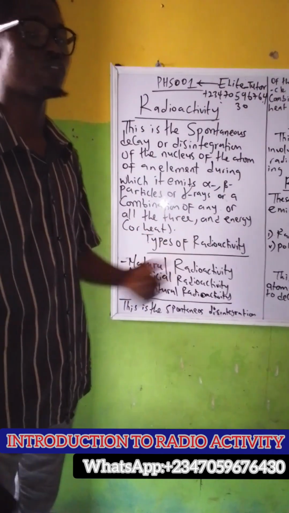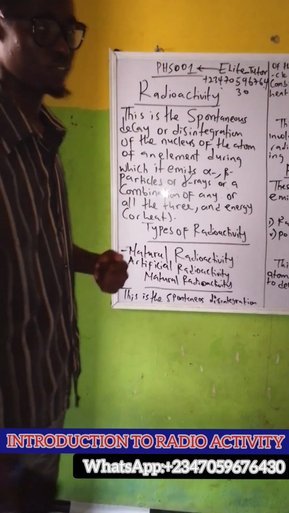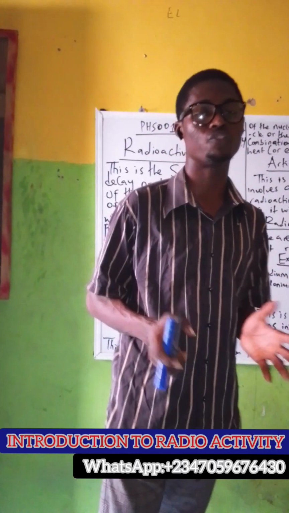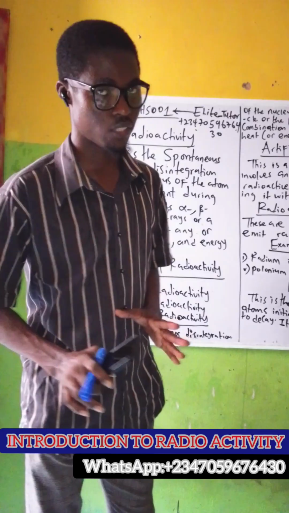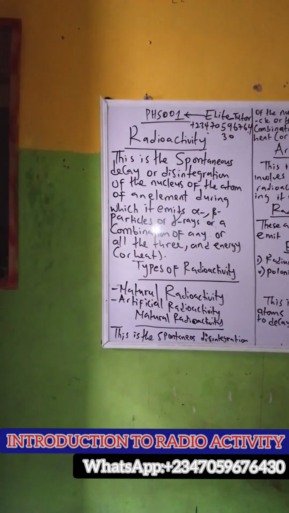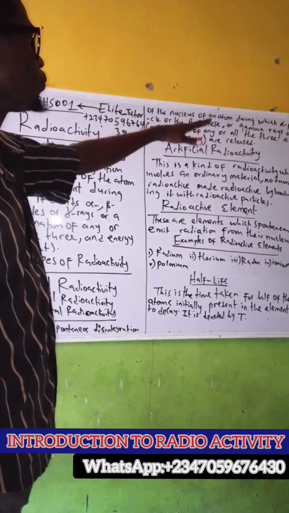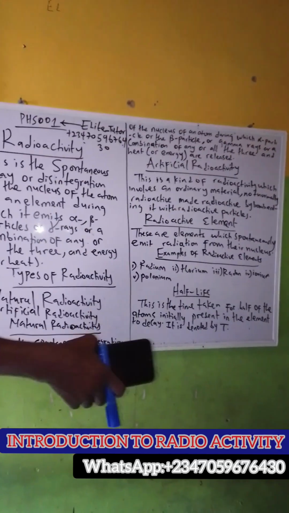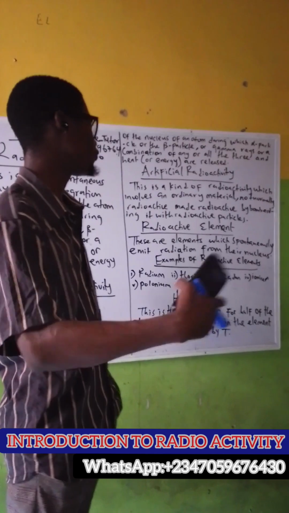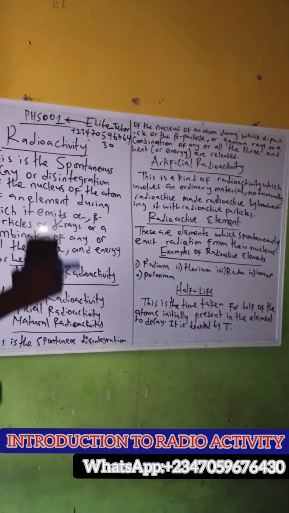So now we have types of radioactivity. We have natural radioactivity and artificial radioactivity. So having two types of radioactivity, you'll be able to differentiate between the two. What is natural radioactivity? As you can see clearly, this is the spontaneous disintegration of the nucleus of an atom, during which alpha particles or beta particles or gamma rays or a combination of any or all three, and heat or energy are released.